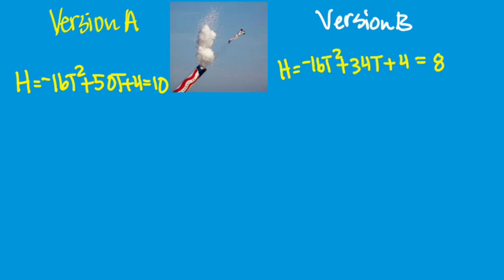The B version says that he goes at 34 feet per second and he starts at 4, but he lands at 8 feet in the net. And we go ahead and solve for those because we have to move over the value and solve when they equal 0.